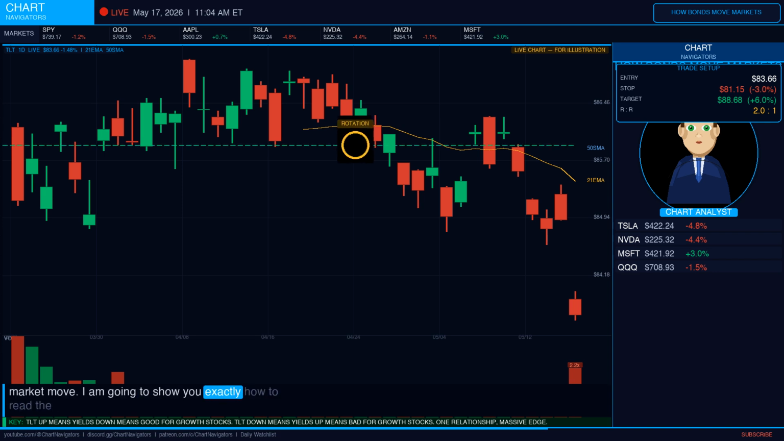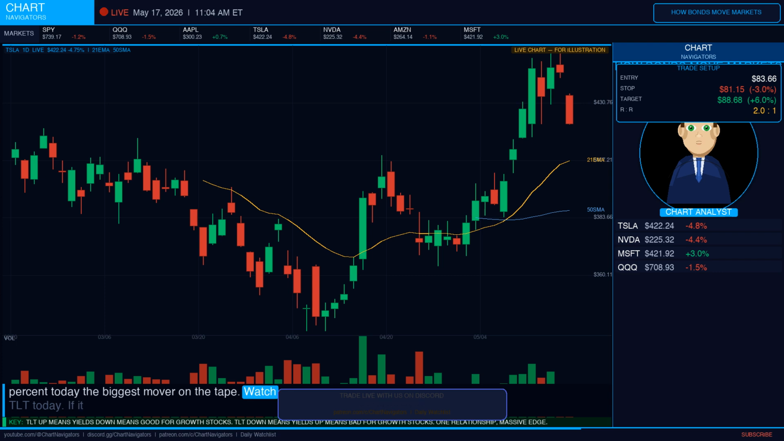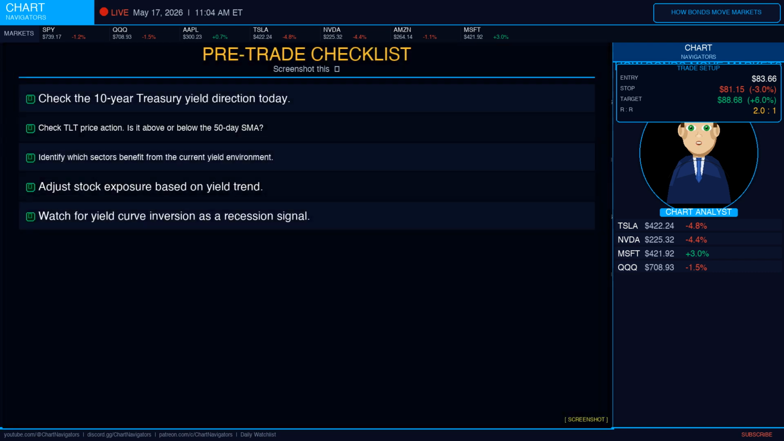I am going to show you exactly how to read the TLT chart and what today's yield level means for where stocks go next. Here is what the tape looks like right now. Tesla is down 4.8% today, the biggest mover on the tape. Watch TLT today. If it is rallying, yields are falling, and that is a tailwind for stocks, especially tech and growth. If TLT is selling off, yields are rising, and you should expect pressure on high multiple names. I am using today's live chart to show you exactly where these levels appear right now. The annotations are mapped to real price structure so you can see this in a live market, not just theory.